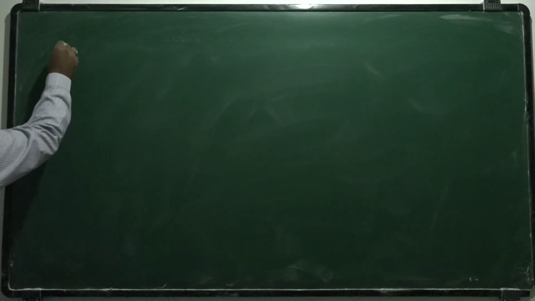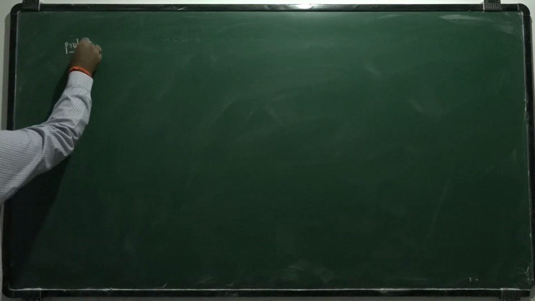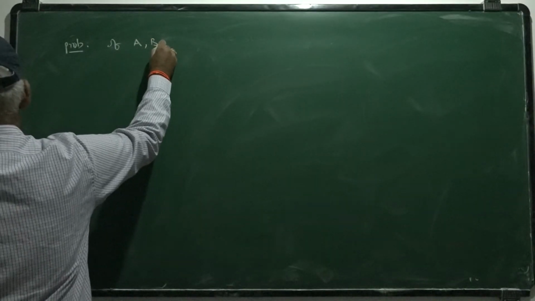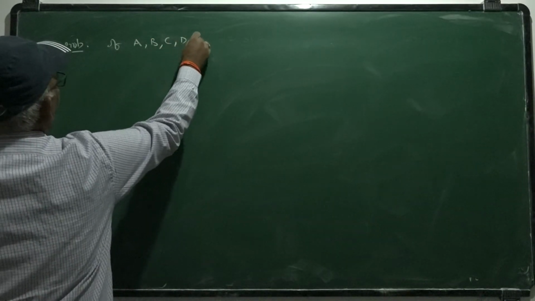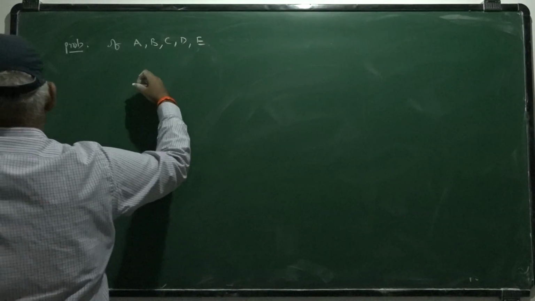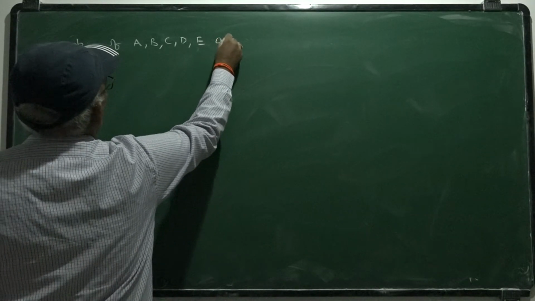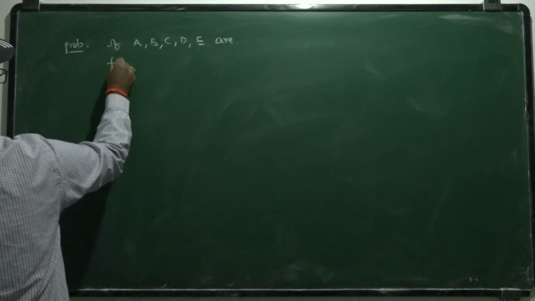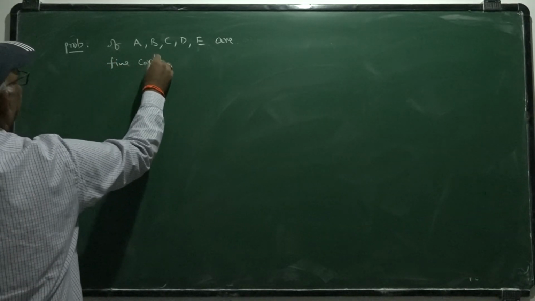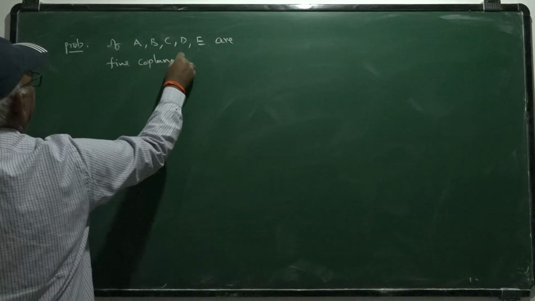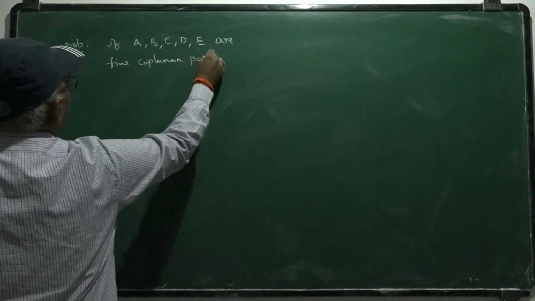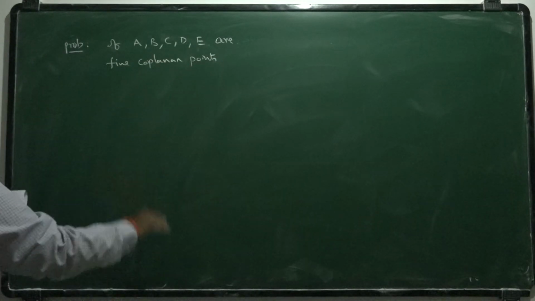Next problem. A, B, C, D, E are 5 coplanar points. Coplanar means lying in the same plane. Coplanar points, all the points lie in a plane.